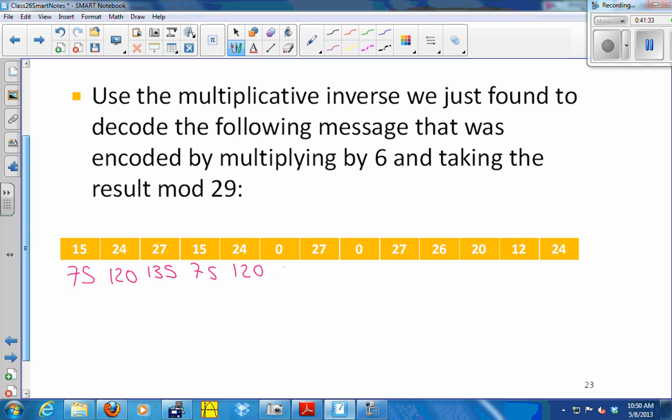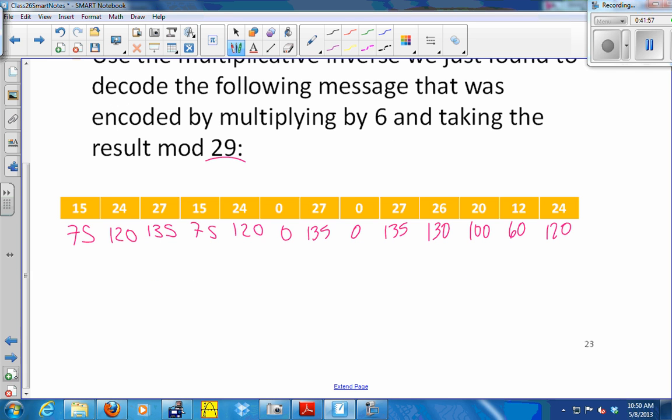0 times 5 is 0. 135, 0. 26 times 5 would be 130. 20 times 5 is 100. 12 times 5 is 60. 24 times 5 is 120. So now these numbers are all too big. So I'm going to take the mod 29, subtract 29 over and over, or divide by 29 and give the remainder.